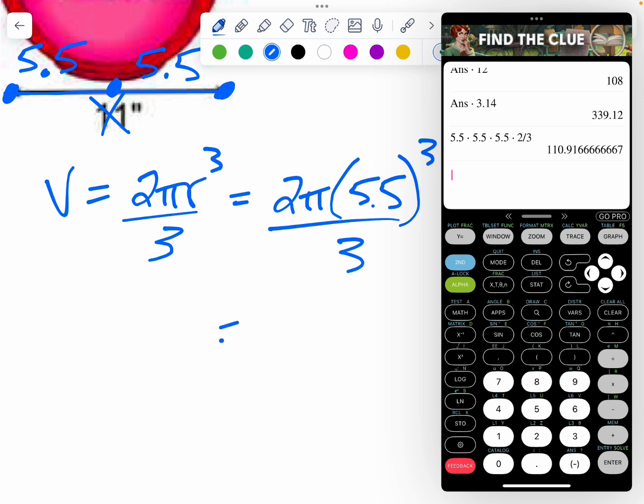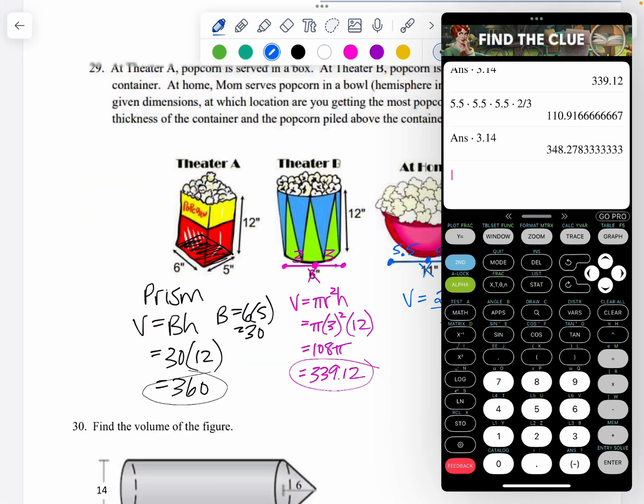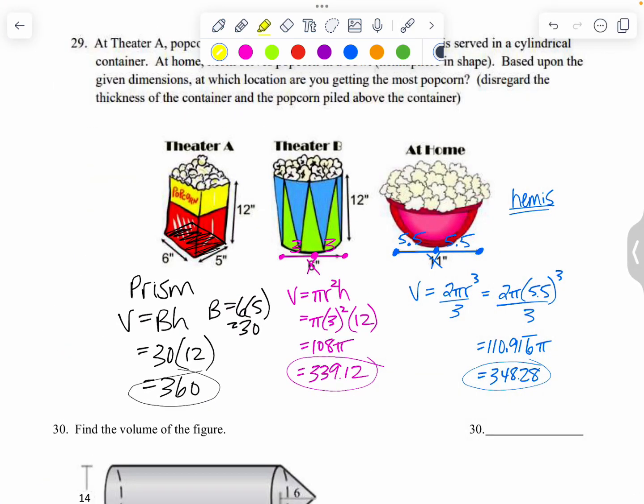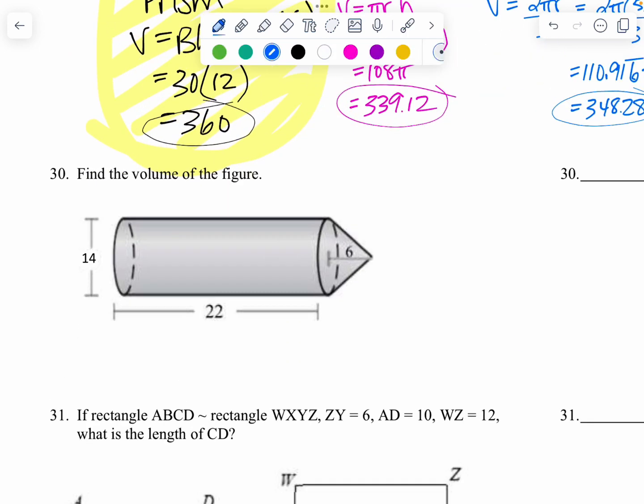And I get 110.916 pi. And again, it's probably going to say multiply by 3.14 for pi, which gives us 348.2. I'll round it to 2 decimal places. Which one would you rather have? I would rather have this one. It is the biggest amount of popcorn because this number is bigger than this one and this one. Love it. Now I've got one left.